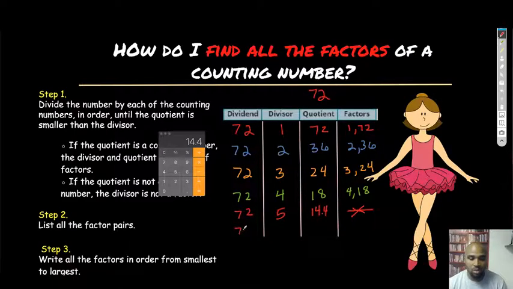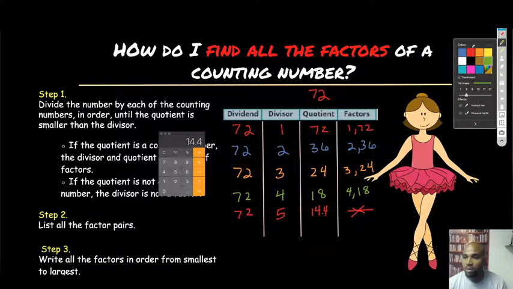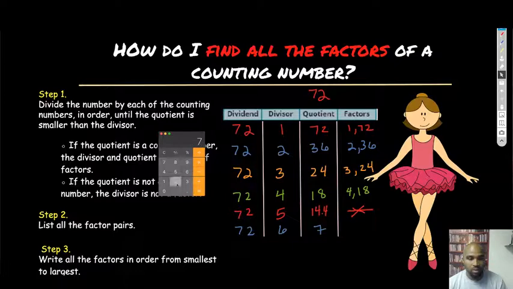72 divided by 6. I know what that one is. That is 7. Oh my goodness, that's 42. I'm so glad I checked myself on that. So that is 12. So I know that 6 and 12 are factors of 72.